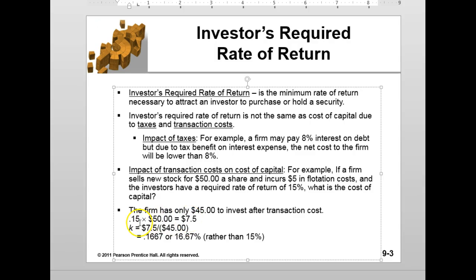we've got to ask, what does the investor want? 15% times $50, they want $7.50 for each $50 investment. Okay, $7.50, but I only have $45 to play with. So what percentage of that $45 do I have to return to cover $7.50? Well, if you divide that out, you'll find that instead of returning 15%, we've got to make 16.67%. So this is the cost of capital. The other is what the investor requires as a rate of return. Always keep that in mind. Those two are not the same.